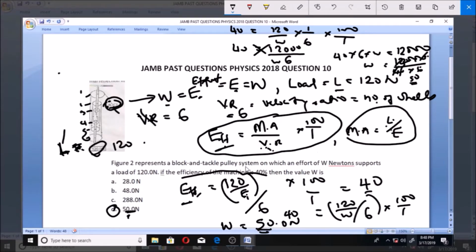Now, note that VR is the same thing as the number of wheels in this pulley system. So these are the formulas in calculating a pulley system. Efficiency is equal to mechanical advantage over velocity ratio times 100 over 1. Mechanical advantage is equal to load over effort, and velocity ratio VR is the same as the number of the pulley wheels in the pulley system.